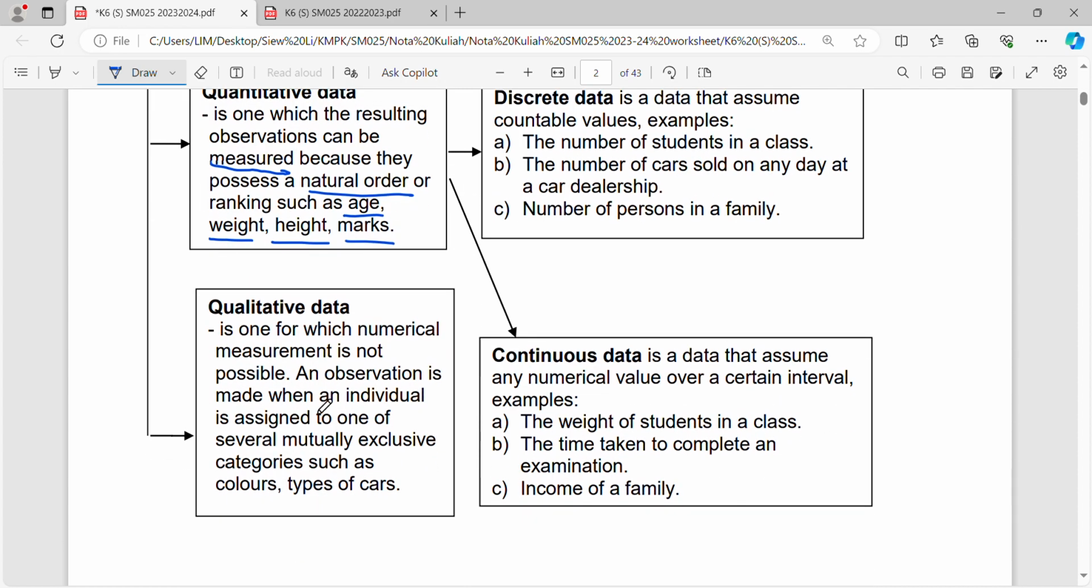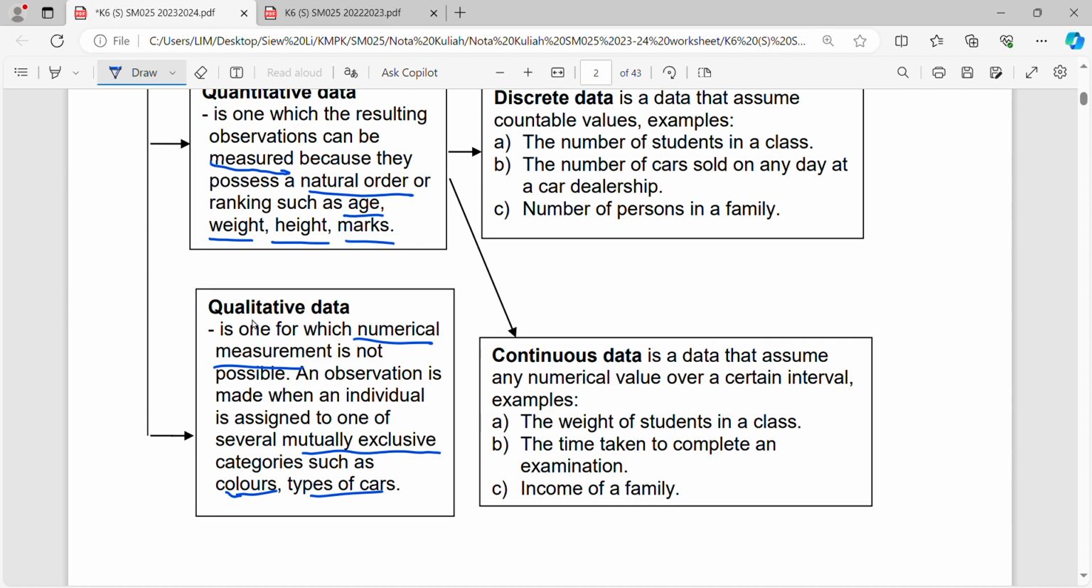When you're dealing with qualitative data, numerical measurement is not possible. An observation is made when an individual is assigned to one of several mutually exclusive categories, such as color, types of car. Like colors, it's hard to identify numbering. You just have the types, like blood A, blood B, blood O, blood AB. So that will be qualitative data.